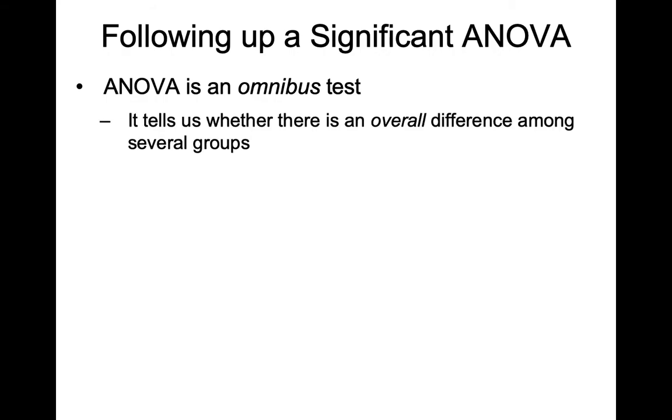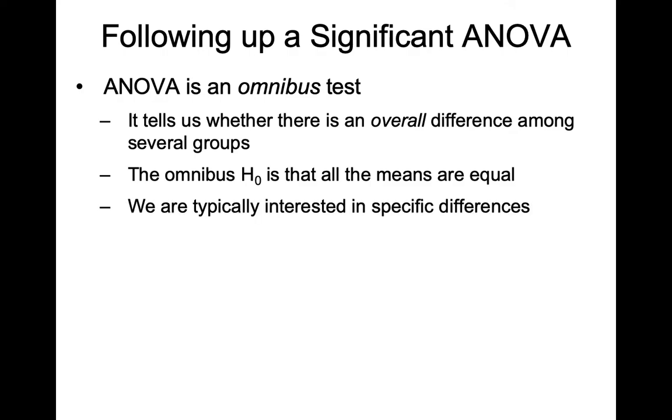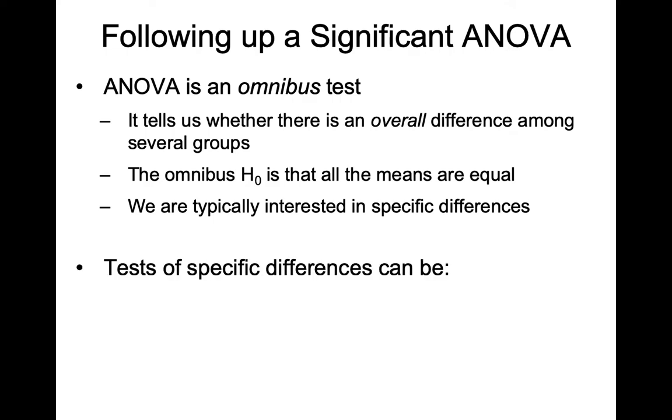So what we have to do is when we have a significant ANOVA, we have to follow it up. The ANOVA itself is known as an omnibus test, which means overall. It can tell us whether there's an overall difference among several groups or several means. Okay, it tests the omnibus null hypothesis that all the means are equal. So when we reject that null, we are rejecting the null hypothesis that all the means are equal, but we can't say anything other than that. When we do research, we're typically interested in specific differences between groups. So what we want to do is a follow-up, and we can test specific differences.